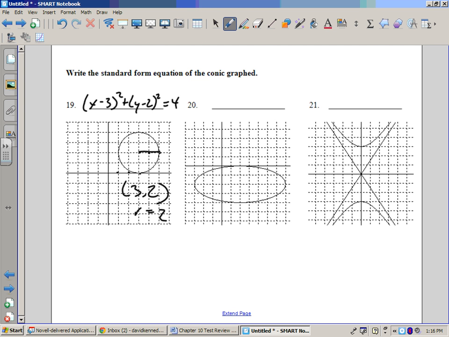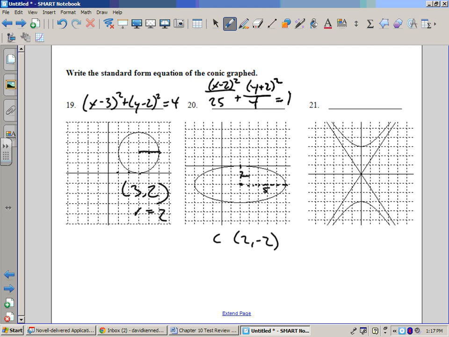This next one is an ellipse. Here's the center. The center is at 2, negative 2. I'm going up 2 in the y direction. I'm going over 1, 2, 3, 4, 5 in the x direction. I'm going to write this as x minus 2 squared over 5 squared plus y plus 2 squared over, what we said, it was 2, 2 squared is equal to 1.